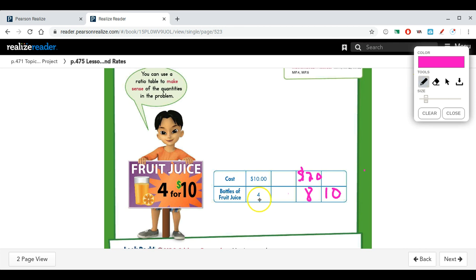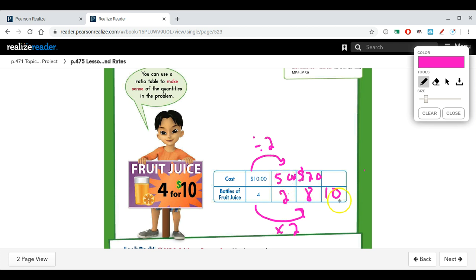So here I doubled, here I multiplied by 2. I multiplied the bottles of fruit juice by 2. Well, here what I'm going to do is divide the cost by 2. And so if I divide the cost by 2 and I simplify this out, this is going to be $5. And then 4 becomes 2. And so the cost of 2 bottles is going to be $5.